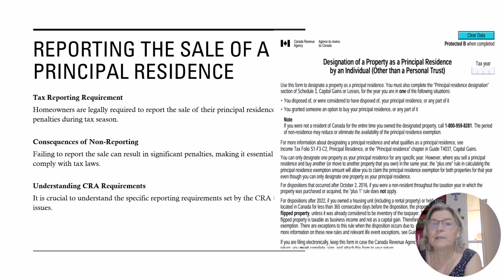You must also complete the principal residence designation section of Schedule 3. You must. There's no choice. You do this when you disposed of, or were considered to dispose of, your principal residence or any part of it. Okay, you granted someone an option to buy your principal residence or any part of it. Interesting. Ask your tax specialist: did you write an agreement, say you're financing the sale? That may deem disposal of your principal residence. Okay? Ask your tax professional.